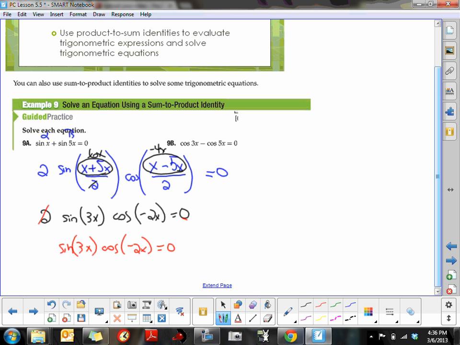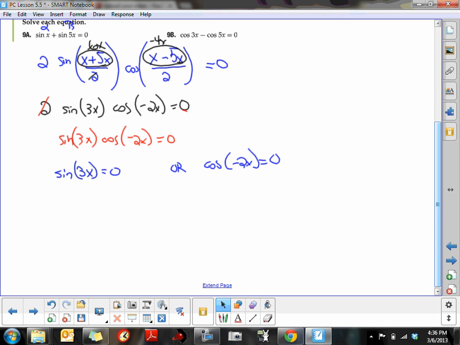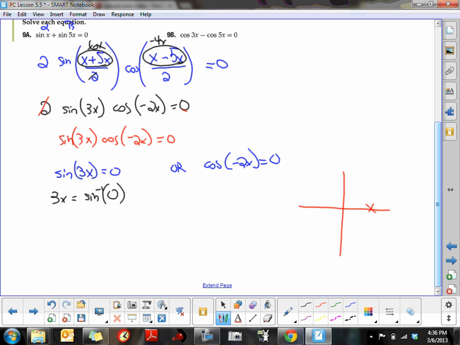And we're going to apply our zero factor theorem. When we have 2 numbers that are being multiplied together that equal 0, we'll set each one equal to 0. So the sine of 3x has to equal 0, or the cosine of negative 2x equals 0. So I'm going to come over here and work on this one. This one says 3 times the angle has to give us a sine value of 0. So we're looking for the angle whose sine value is 0. The sine value is 0 only at 0 and pi. So that means 3x has to equal an angle of 0 and pi.